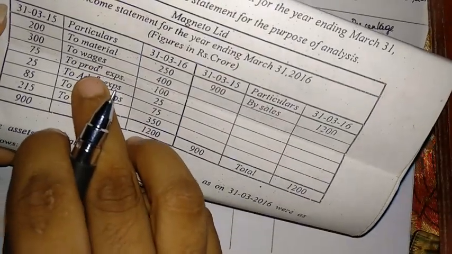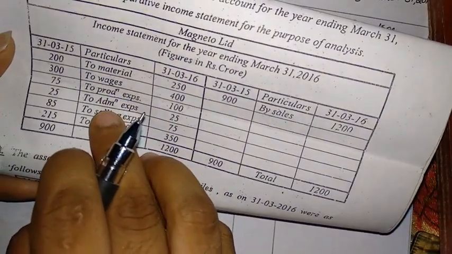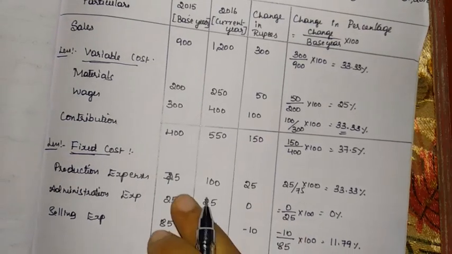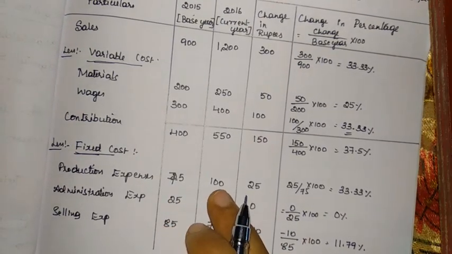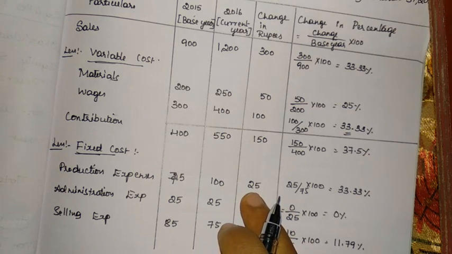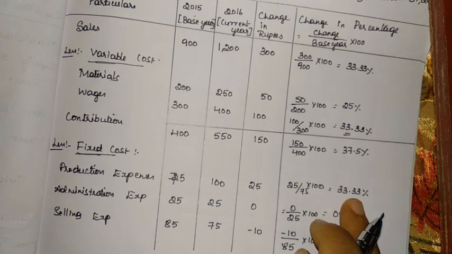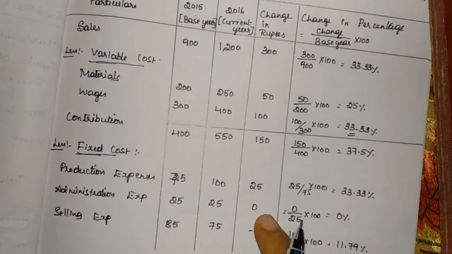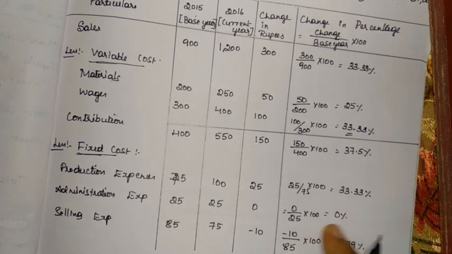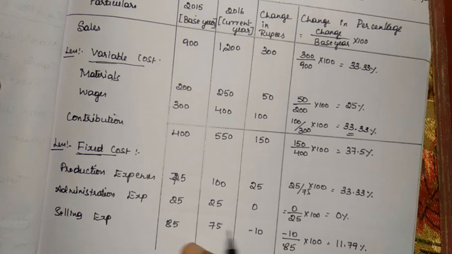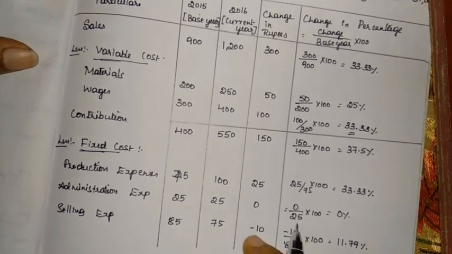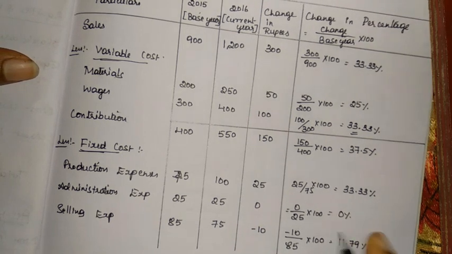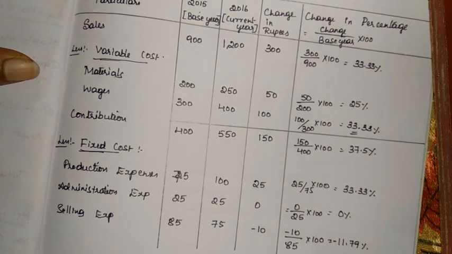Less fixed cost or other expenses: production expenses, administration expenses, and selling expenses. Production expenses are 75 and 100, the change is 25 rupees, percentage 33.33%. Administrative cost, base year 25, current year 25, there is no change, so 0%. Selling expenses are 85 and 75, so minus 10 crores change, and in percentage minus 11.76.